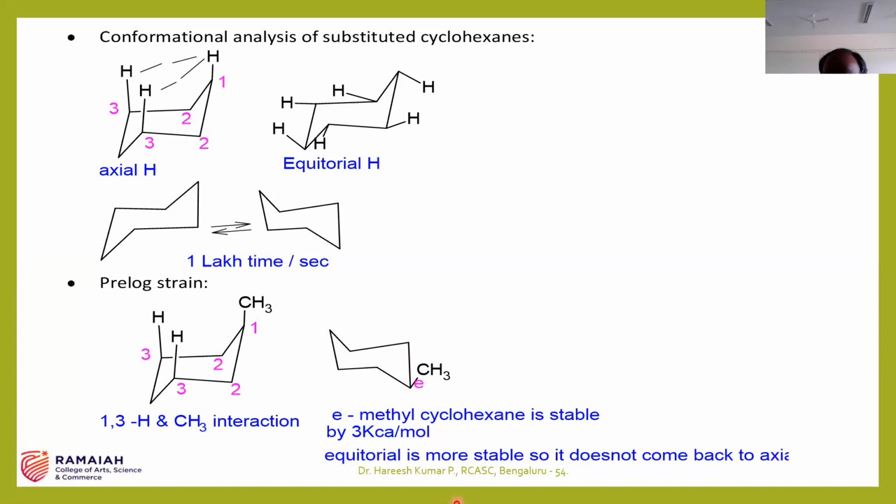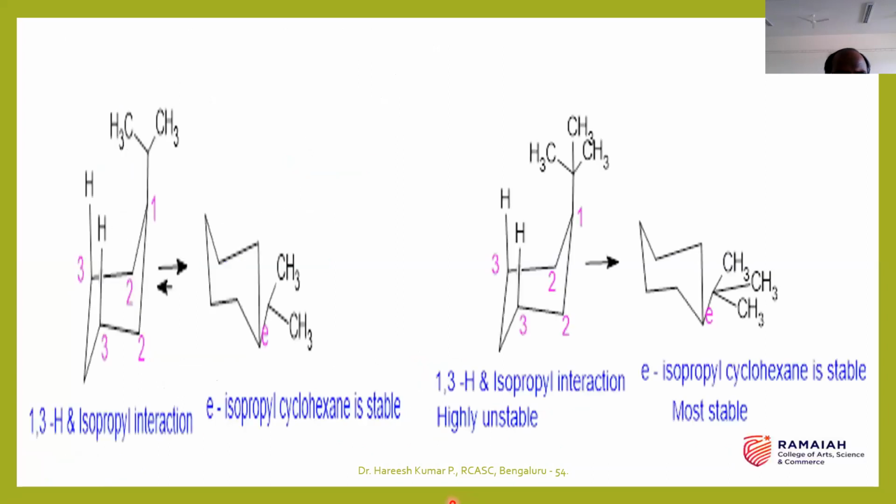So with this, let's go to the next slide. So next I'm taking an isopropyl group. So this isopropyl group is at axial position. Because a bulky group is in the axial position, there will be an interaction. What is that? 1,3 diaxial interaction. So because of that, this moiety is unstable.